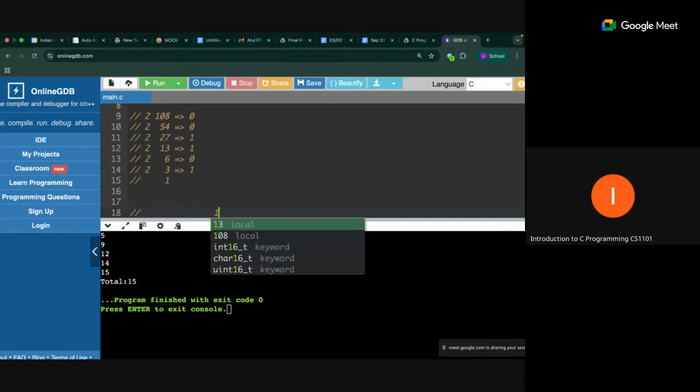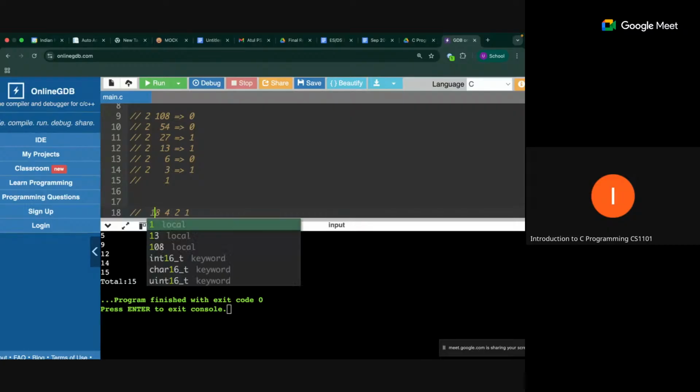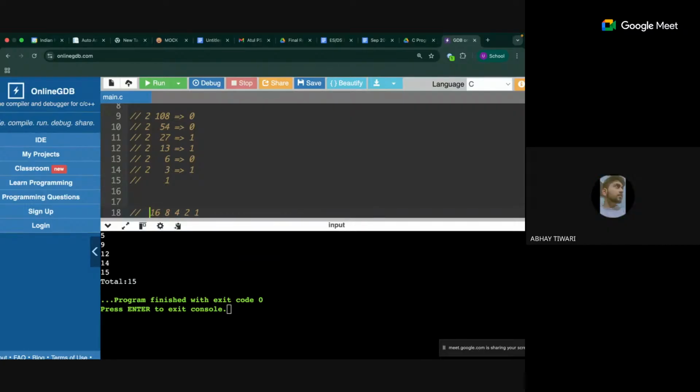First we'll take it as 1. The next is 2 to the power of 1. What is the value? 2. Yes. 2 to the power of 2 is? 4. Yes. 8. And next is 16. 32. 64. 128. Okay. So now I have to fit the number 108 within this.